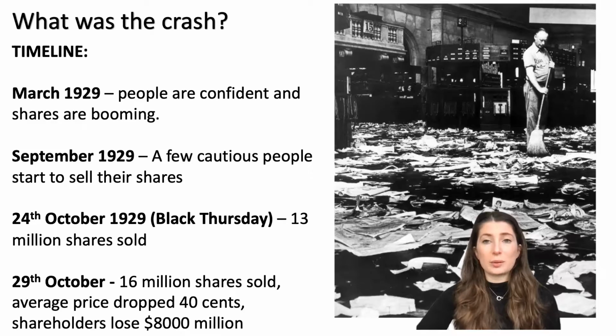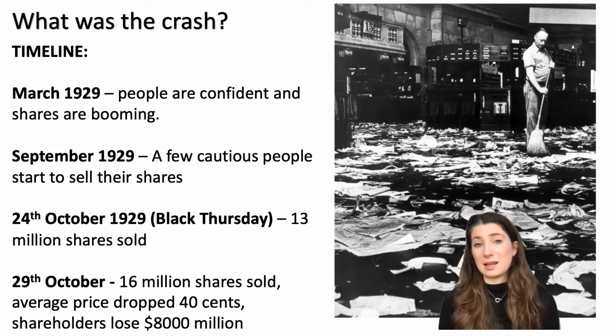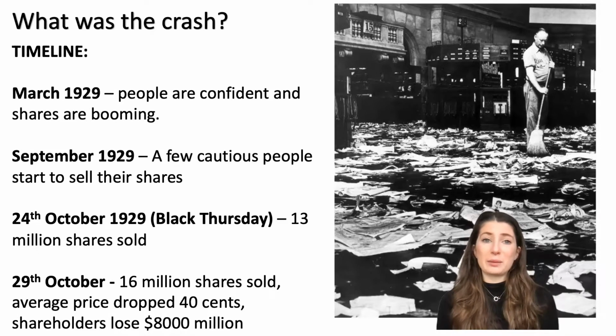Once the rush to sell began, the situation only got worse, and on the 29th of October, there was another mad panic to sell at any price. 16 million shares were sold, and the average price of a share dropped 40 cents. Shareholders lost an astonishing $8,000 million. It became clear to the speculators that the banks were not going to intervene to support the price of shares, and so Wall Street had its busiest and worst day in history.